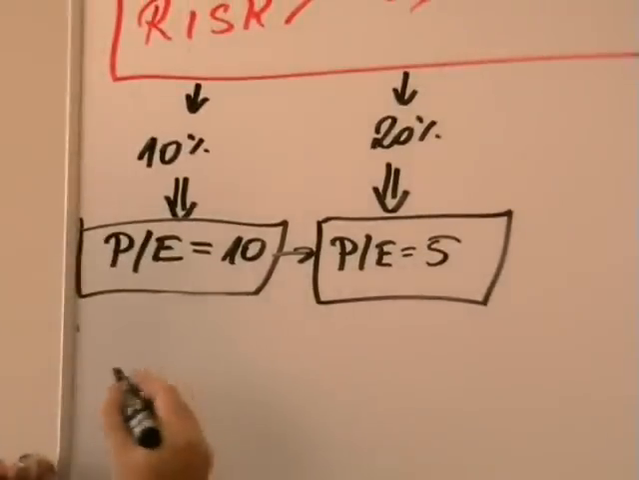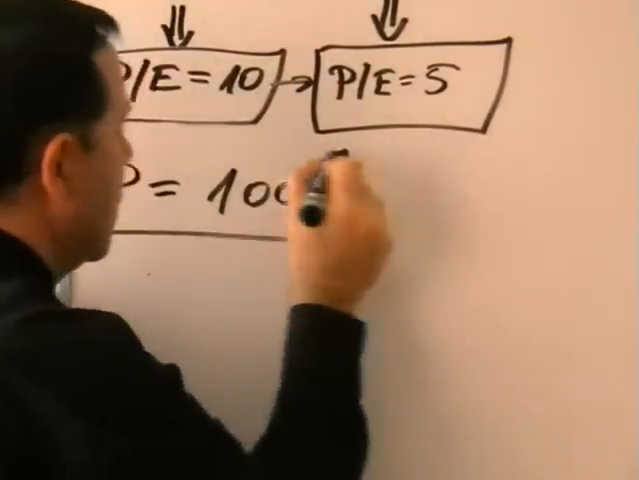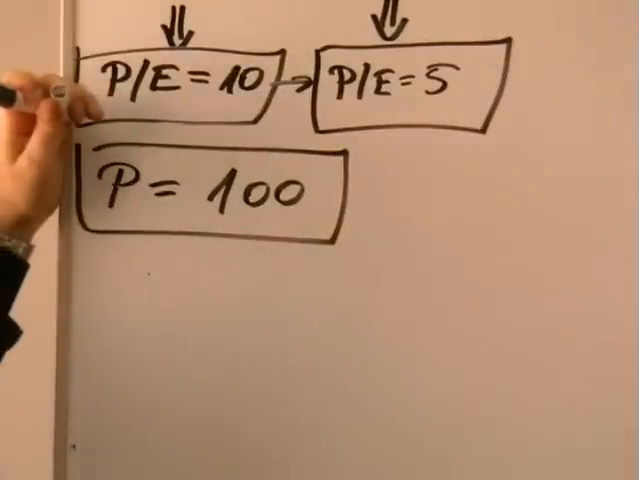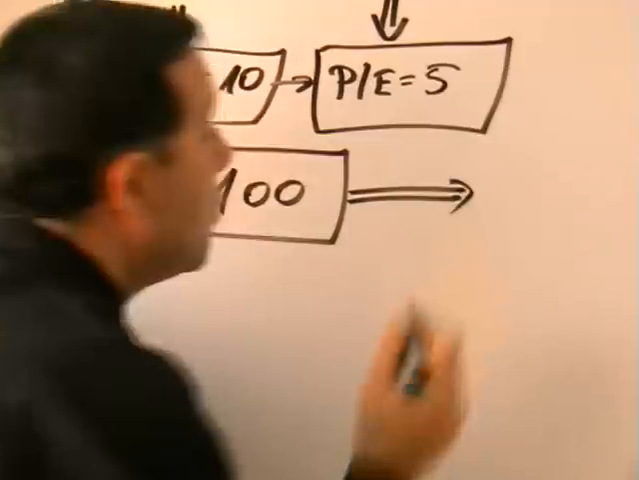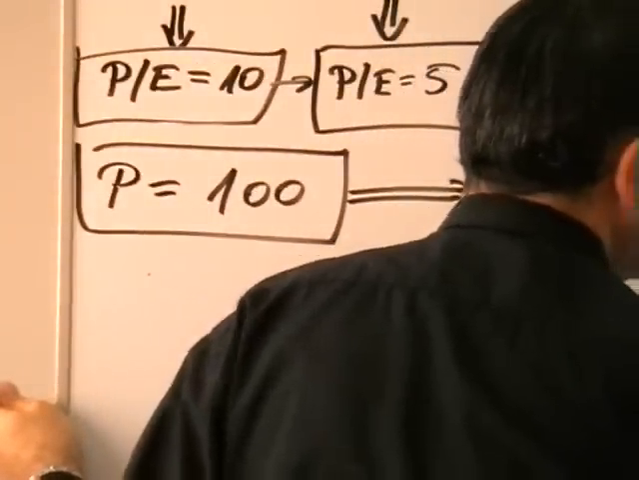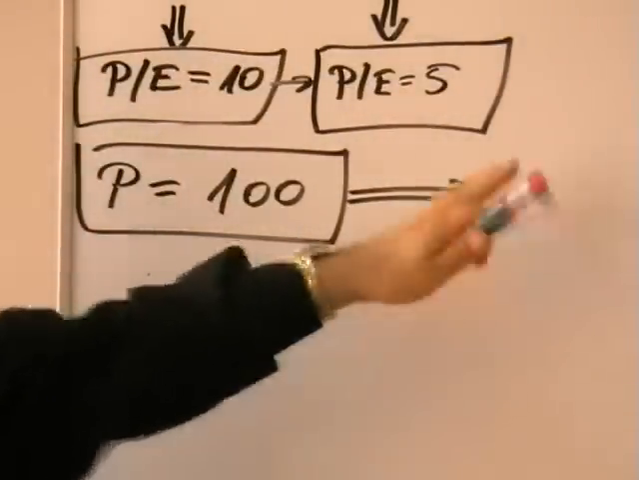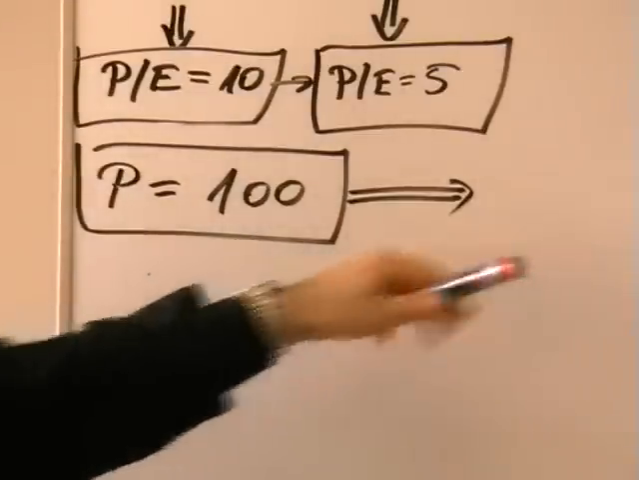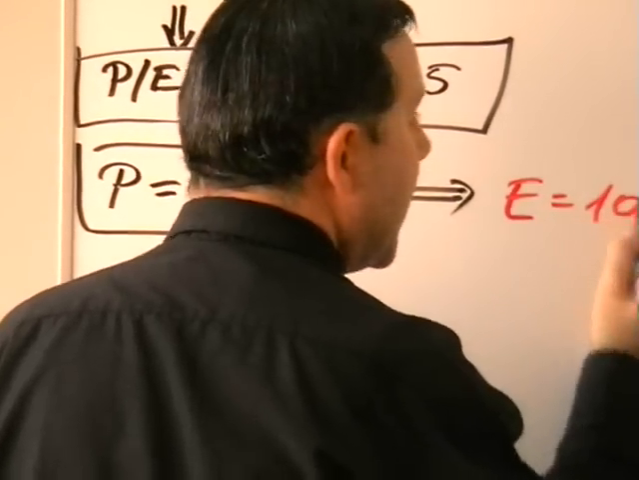Price today is 100. Suppose the price today is 100 and the stock is relatively low risk. What kind of earnings are you going to take today for a low risk? 10%. So what's the earnings? 10. So earnings equals 10 for a low risk.